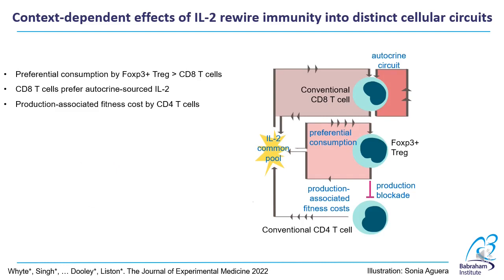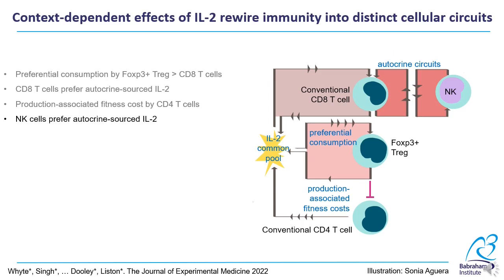Expression of IL-2 by conventional CD4 T cells drove preferential expansion of regulatory T cells in addition to CD8s, as is well established. Conversely, IL-2 production by CD8 T cells preferentially fed into autocrine circuits, which allowed CD8s to escape from Treg-mediated suppression. However, we identified there were also differential costs associated with IL-2 production by CD4 and CD8 T cells. The ability of CD4s to produce IL-2 was detrimental to their competitive fitness, whilst the opposite was true for CD8s.